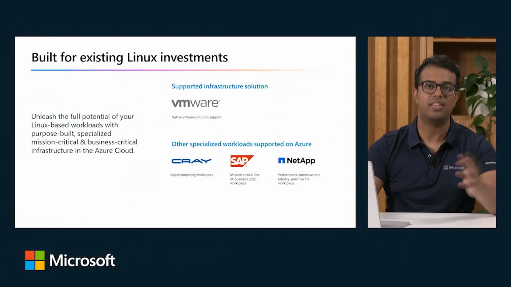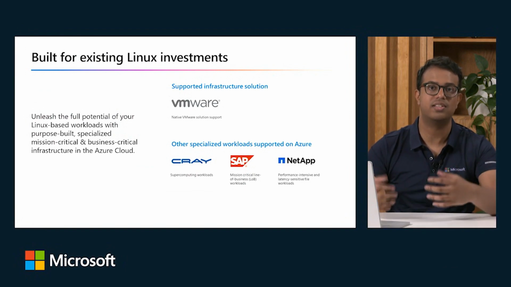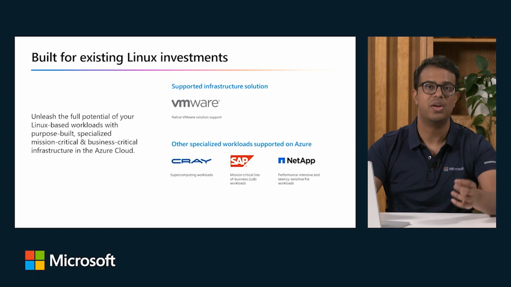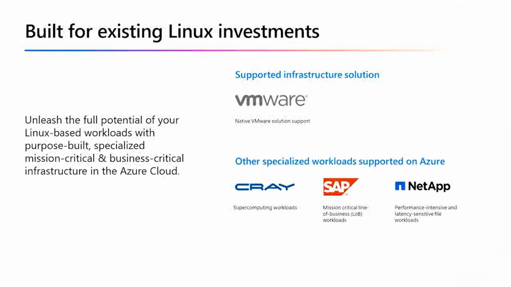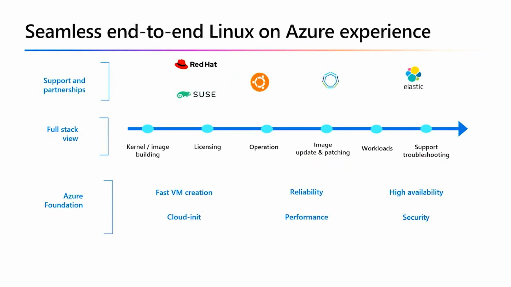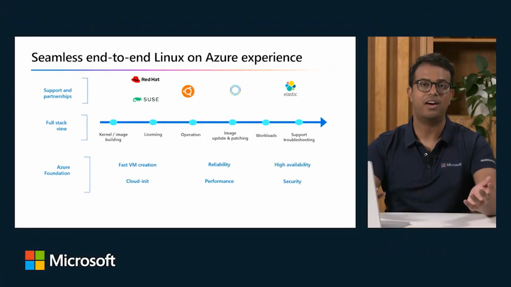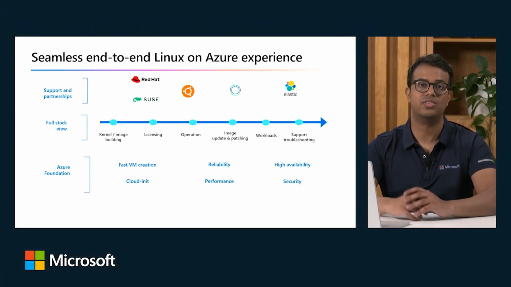With support and the ecosystem around Linux and Azure, you can unleash the full potential of your Linux-based workloads with specialized mission-critical and business-critical infrastructure in the Azure cloud, with supported infrastructure for VMware, Cray, SAP, and NetApp. The end-to-end Linux on Azure experience is supported through the combination of support and partnerships, services available across the entire stack from image building to support and troubleshooting, and backed by a solid Azure foundation of reliability, high availability, performance, and security. Our investment in end-to-end Linux experience includes two major chunks.